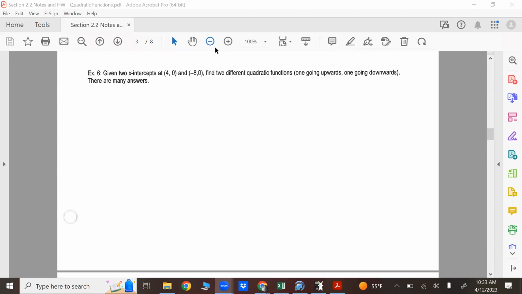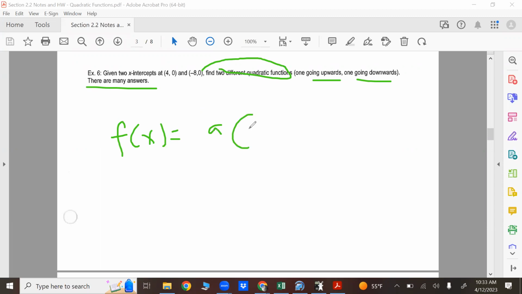Example 6. You have 2 x-intercepts. You're asked to find 2 different quadratic functions, and you're told there are many answers. One has to go up, one has to go down. So you could do this if you want. f(x) equals a times (x minus 4)(x plus 8). And you can make a whatever you want.